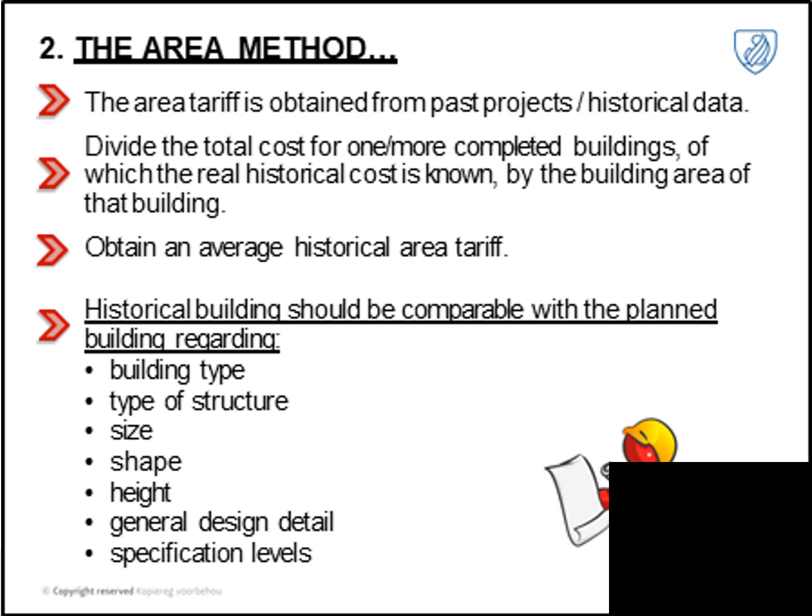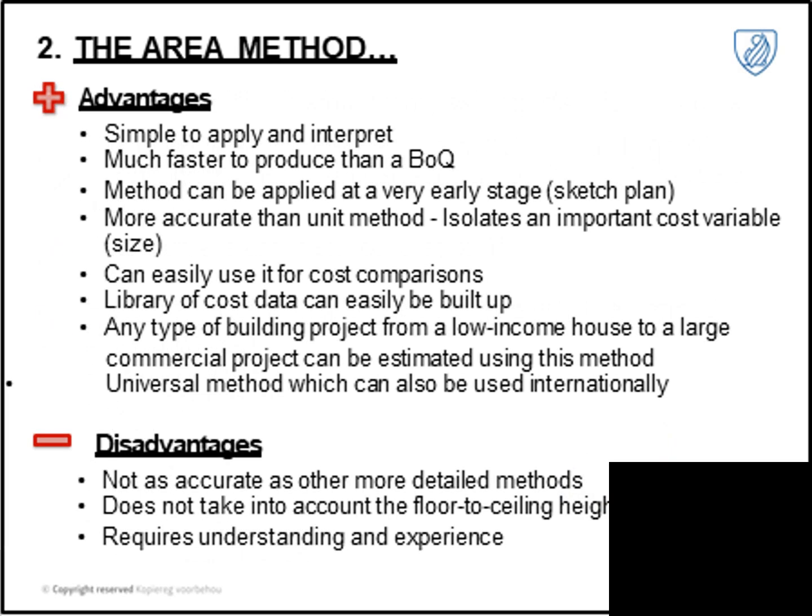Okay, and this is just a repetition. The advantages again: it is simple and fast. The method can be applied very early on in the project life cycle. It's more accurate than a unit method. It can easily be used for cost comparisons. You can easily build up a library of previous work, and any type of building can be used for this. The disadvantages of course are that it's not that accurate because it's still a single price method. It doesn't take into account your floor to ceiling heights and requires understanding and experience.